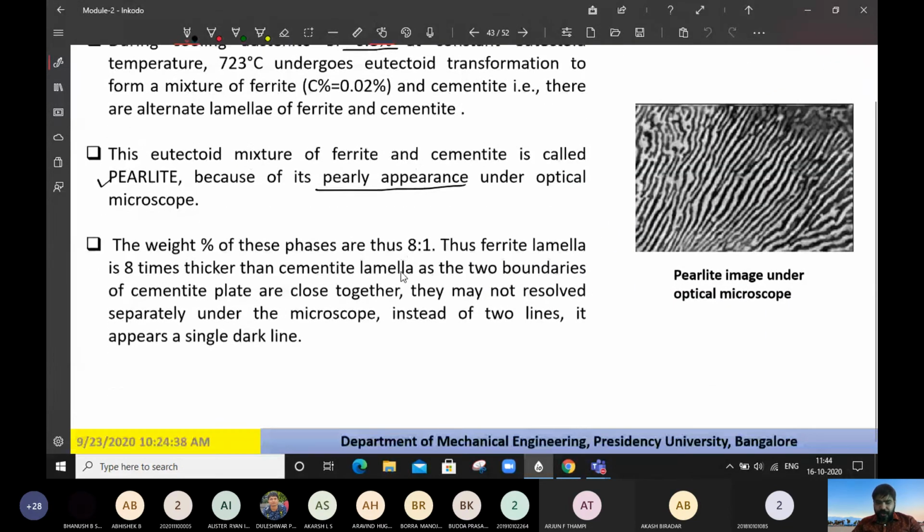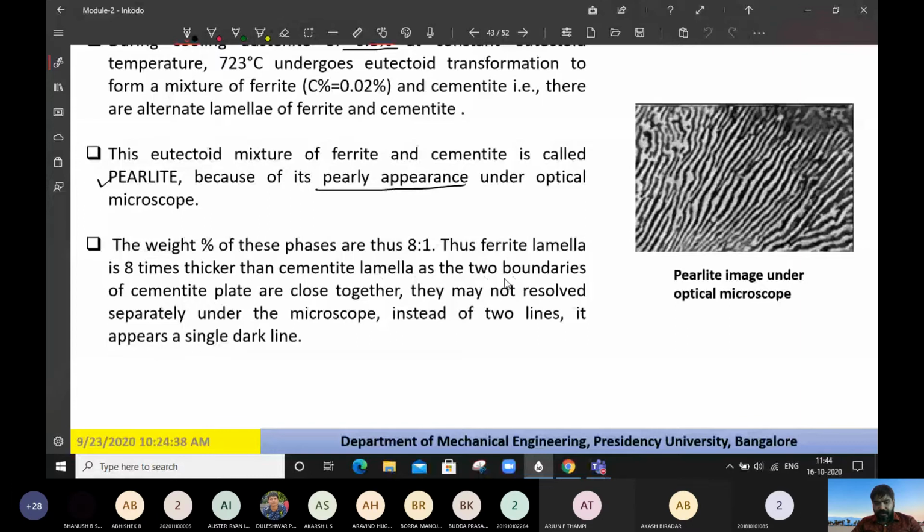Okay, so any doubt so far? If anybody is having any doubt, please ask. No, sir. Okay, so up to here I have done. Thus ferrite lamella is 8 times thicker than cementite lamella. So this line is known as the lamella. And this lamella of ferrite is 8 times thicker than the lamella of this Fe3C.